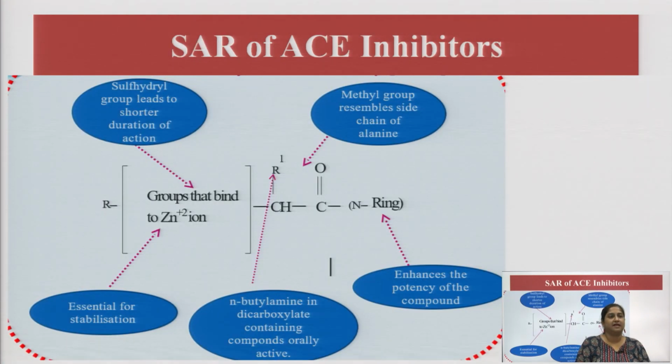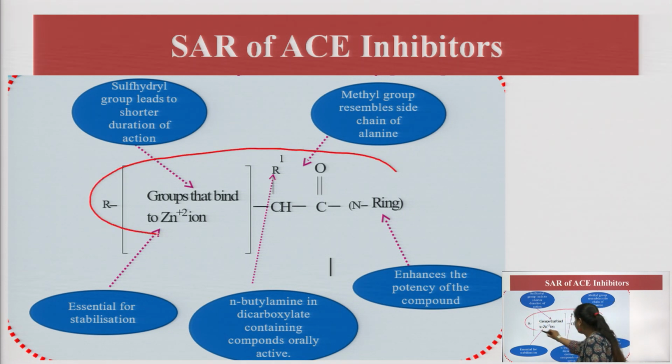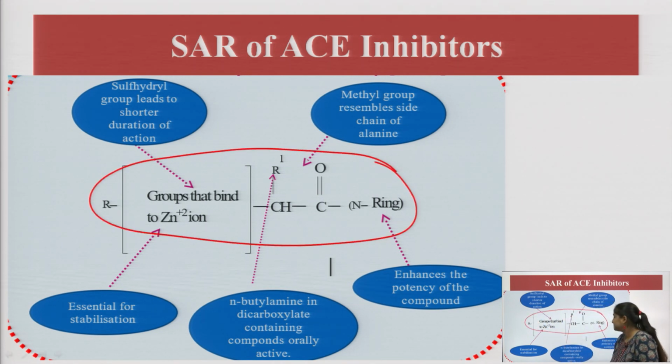Then comes the SAR of ACE inhibitors. This is the general structure, or you can see the general assembly of ACE inhibitors. If you see the whole structure, an R group is attached to the groups that bind to the zinc ion.